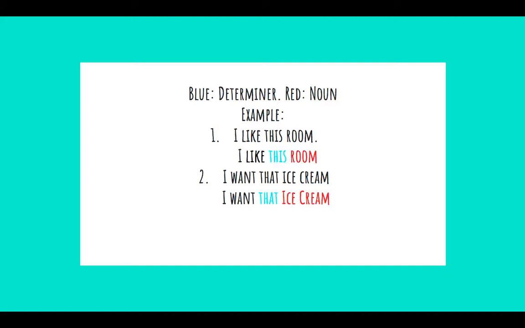Okay, so for the first one, the determiner is this, and the noun is room. So it's this room. The whole sentence is, I like this room. So for the second one, that is the determiner, and ice cream is the noun, because it's that ice cream. So the whole sentence is, I want that ice cream.